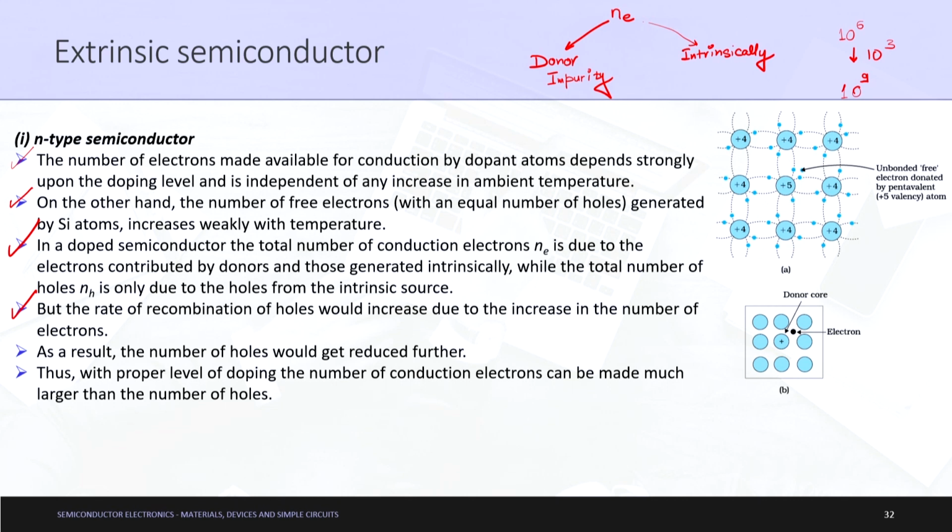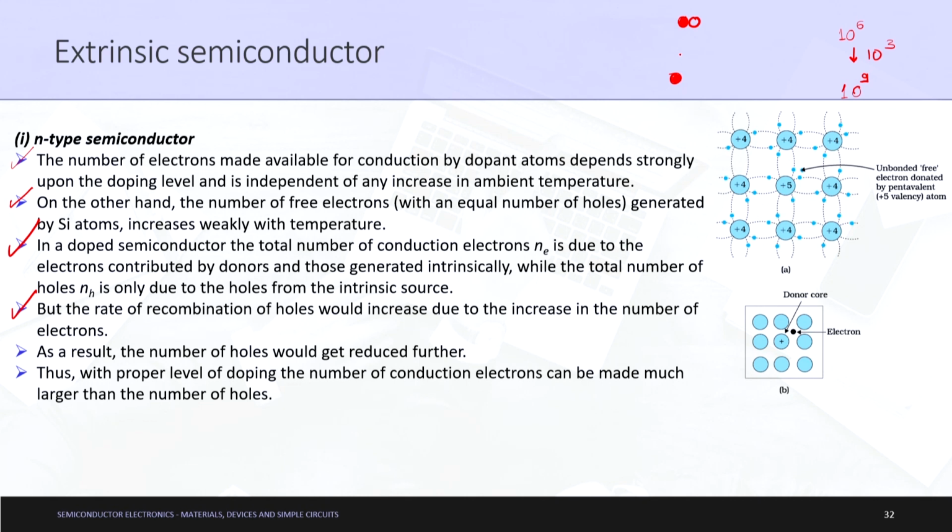Okay. But the rate of recombination of holes would increase due to the increase in the number of electrons. What is rate of recombination? Please understand this line very carefully. I will try to explain it to you. What was basically recombination? Let us say there is a hole here, there is a hole here, there is a hole here. If an electron reaches very near to this portion, there is a collision happening, and hence this hole is being utilized by the electron, right. Hence the recombination happens.